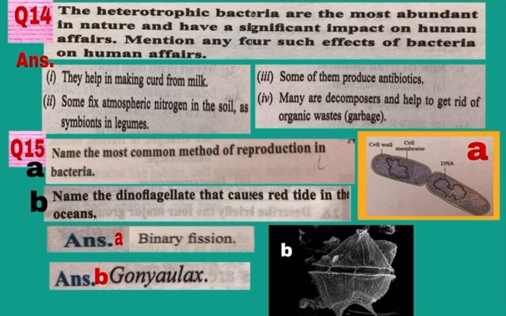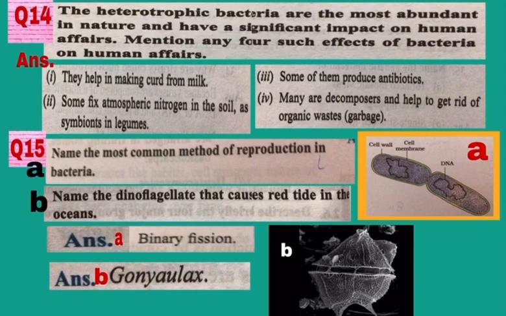Question number 15, part A. Name the most common method of reproduction in bacteria. Answer is, bacteria reproduce mainly by binary fission. You must learn to make the diagram. It is also given in your NCERT book.